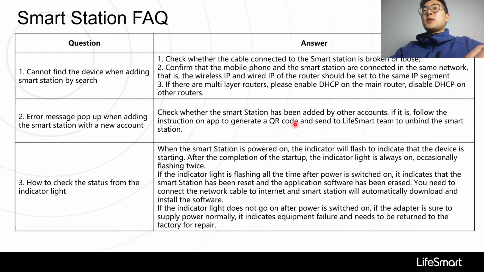There's a button on the pop-up message called detail. If you click that detail, it will generate a QR code. So you can send that QR code to the LifeSmart team to unbind the smart stations. That's the one I need to emphasize here. So if you are new to LifeSmart, sometimes you may wonder how to unbind the smart stations. Just click the detail button, generate the QR code, and send it to us to unbind the smart stations.